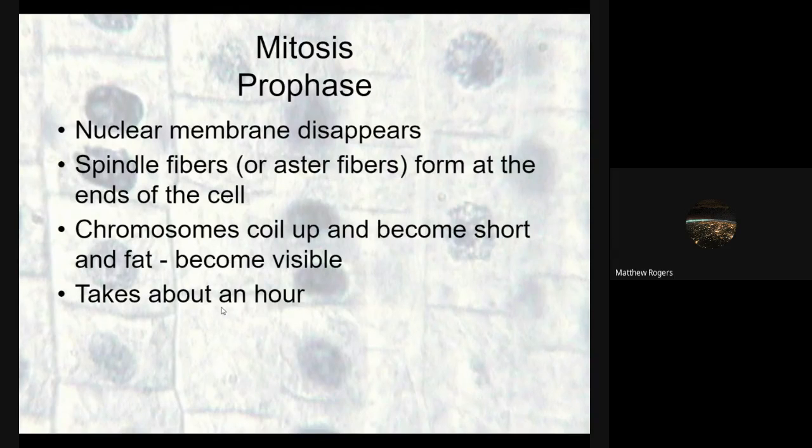Prophase. So prophase is when the nuclear membrane disappears. We're going to draw this in a second. We're going to create spindle fibers. Now, spindle fibers come from centrioles. Centrioles was an organelle that we learned back in the day. We talked about organelles and cells. But spindle fibers are going to form up, and they're going to be used to pull chromosomes apart. Chromosomes coil up and become short and fat, and so you're going to see DNA actually form up into something that's actually visible, and this takes about an hour.